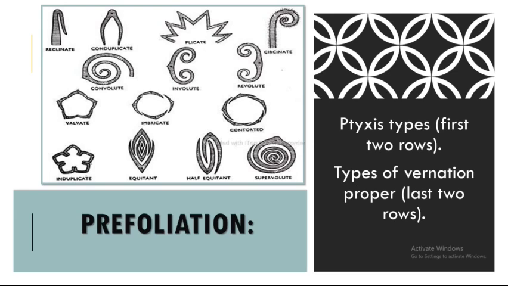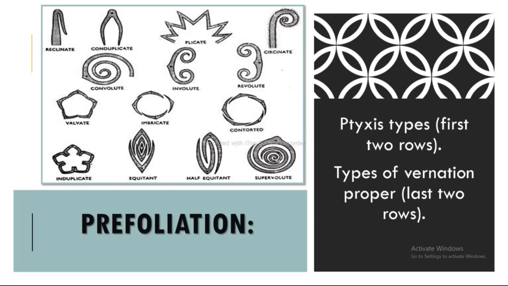Next type of the ptyxis is involute, when the two margins are rolled on the upper surface of the leaf towards the midrib or the center of the leaf, as in water lily, lotus, Sandwich Island climber, which is also known as Antigonon, and the plumbago. Next type of the ptyxis is the revolute. It is opposite of involute ptyxis. The margins of the leaf are rolled up towards the under surface or the lower surface of the leaf.